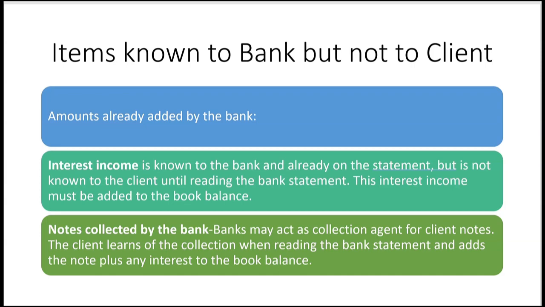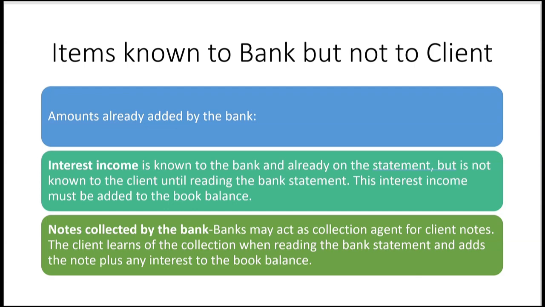It's on the bank statement. It's just that in your books, you haven't recorded this interest because you don't know how much it is until you get the bank statement. So the interest income has already been added by the bank. Now it has to be added by the books.